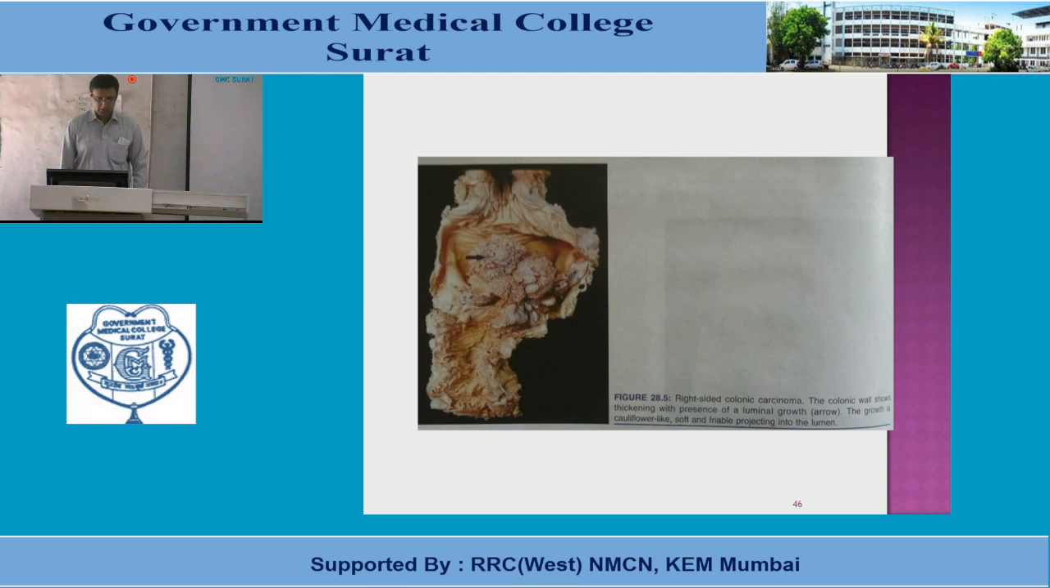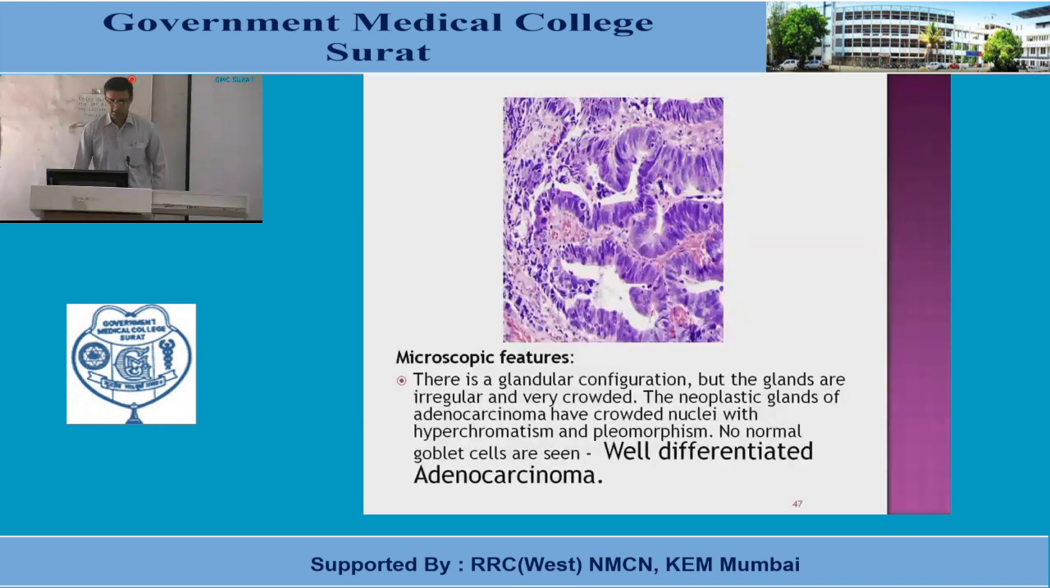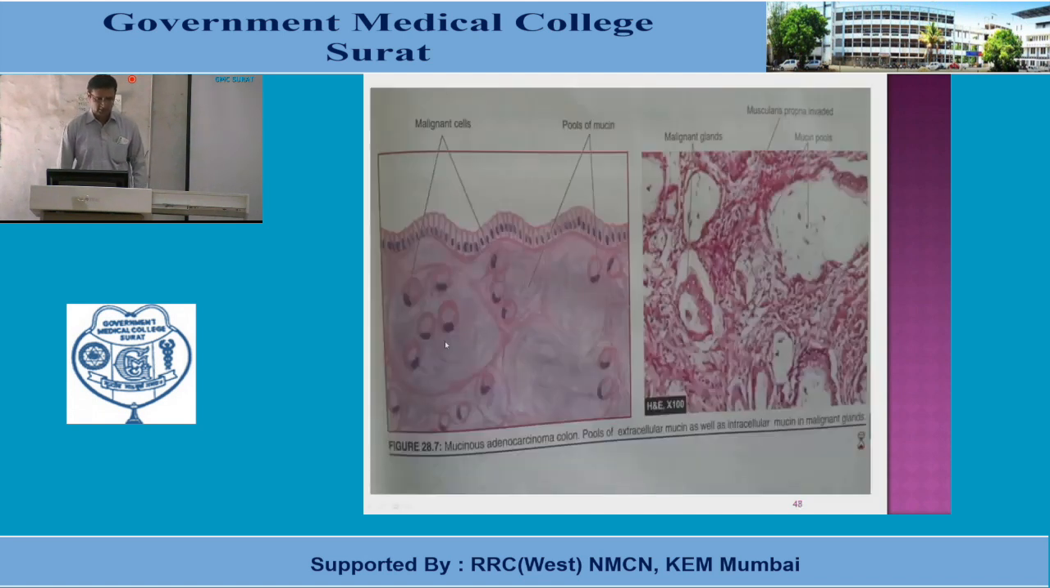Adenocarcinoma. Here there is a well differentiated adenocarcinoma. This one shows abnormal mitotic activities. Here there are irregular crowded glands with high NC ratio, pleomorphism. See, these are malignant cells, and these all are pools of mucinous adenocarcinoma, and these all are signet ring cells. Here again there are malignant glands, and there is mucin.